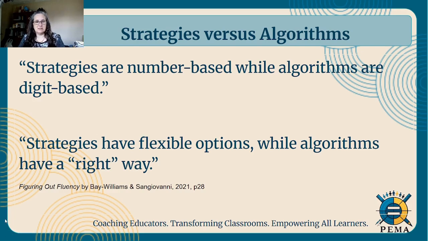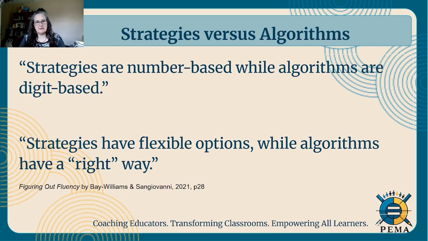So strategies are number-based. It means that I'm going to pick certain strategies because the numbers lend themselves to thinking that way. The numbers make sense with the kinds of moves I'm going to take when I use that strategy. With algorithms, they're digit-based. So no matter what the numbers are, I'm going to use the digits in the number the same way and follow the same steps.